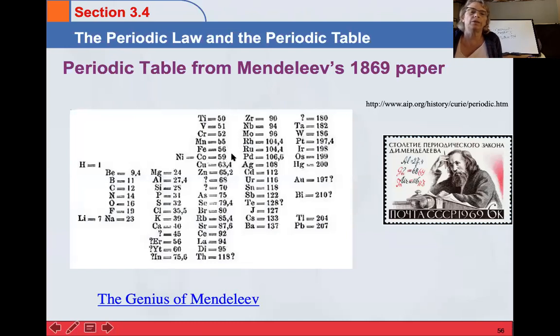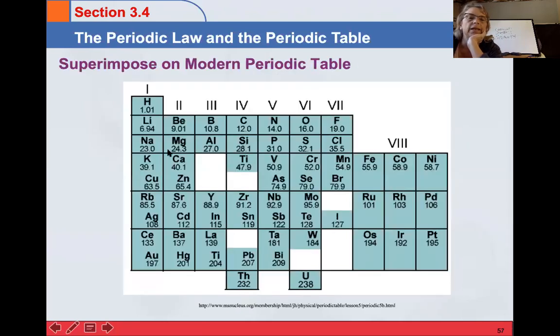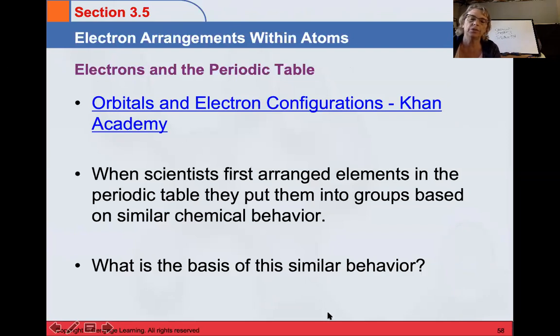So this is actually one of the original versions of the periodic table from the original paper by the scientist named Dmitri Mendeleev. This is another really excellent video talking about his discovery of the periodic table. And if you take his table and just rotate it 90 degrees and superimpose it on our modern table, you can see that some of the elements had been discovered, but there are some blanks here for undiscovered elements. And that video talks about how Mendeleev made predictions about elements that hadn't been discovered yet. Okay, so that is section 3.4.